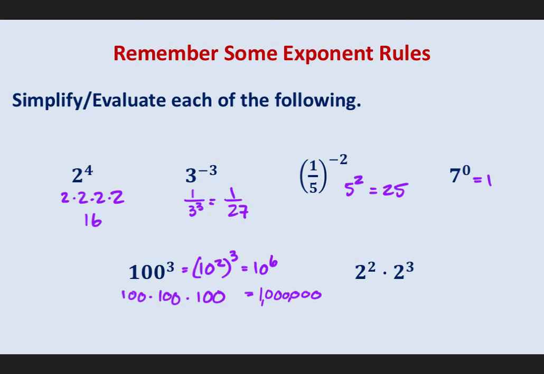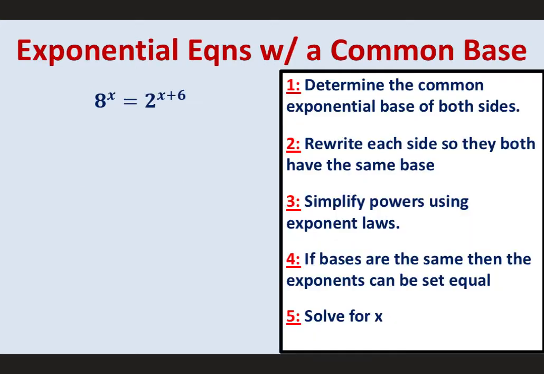And then lastly, if we have two terms with the same base and we're multiplying, we add their powers. So 2 to the 2nd times 2 to the 3rd, we're going to add those. It's going to become 2 to the 5th, which is 32. All right, so just a quick refresher on a couple of exponential rules. Let's go ahead and get to some new stuff.